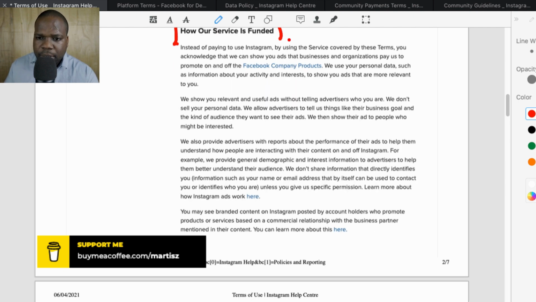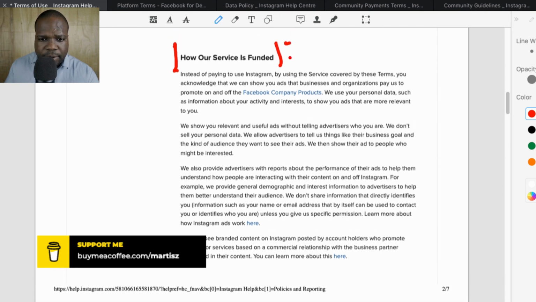Yeah. So here they are saying, okay, you know what? You are using our product, but we're using your data to show you ads from other companies. That's what they're saying technically here. We use your personal data, such as information about your activity and interest, to show you ads that are more relevant to you. So they're saying two things that are important: activity and interest.